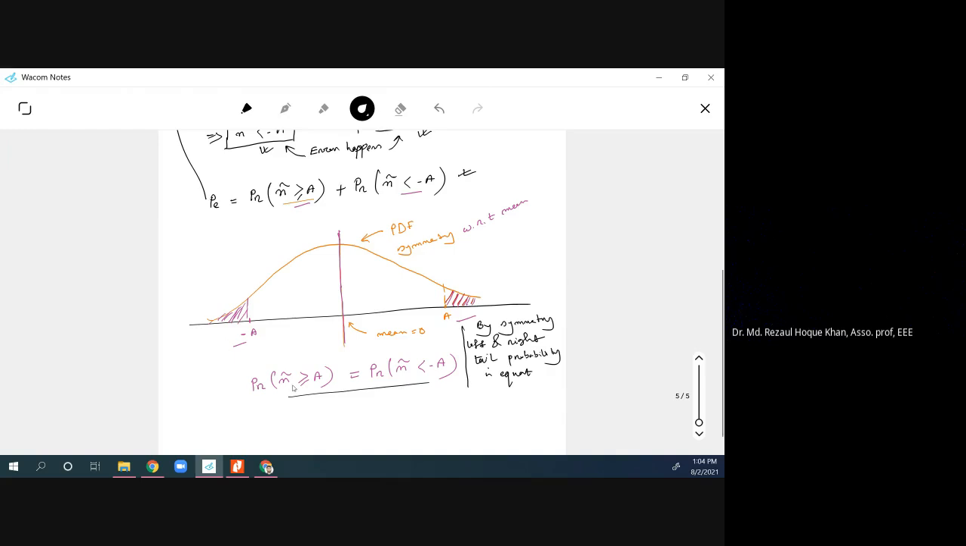Okay, if they are symmetric, what will be the probability of error? It is nothing but twice any one of the probabilities. So, probability that n tilde is greater than a, because they are equal. We know what n tilde is: a Gaussian with mean 0 and variance N0/2. I have written it many times. Mean 0 and variance is N0/2.